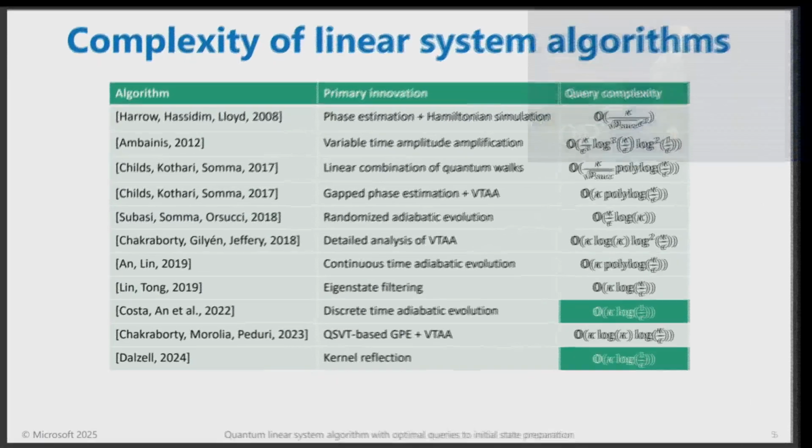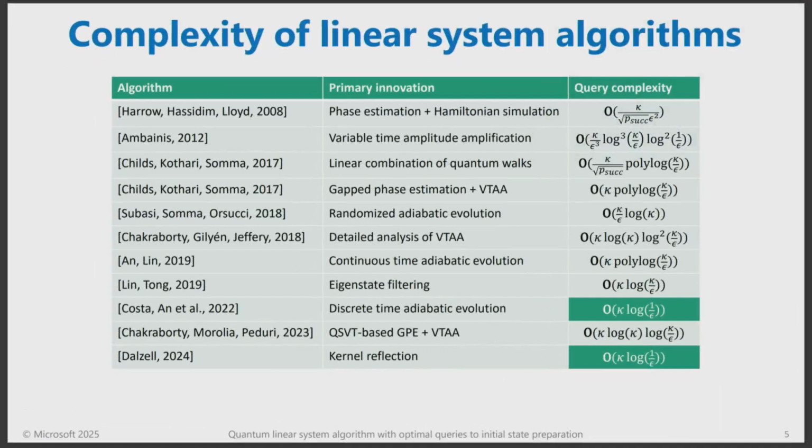Here's a table which lists some other linear system solvers together with their primary innovations, as well as query complexities. At the top of this list, we have the original seminal work of HHL, and the condition number scaling of that algorithm was improved by Ambainis using variable time amplitude amplification, VTAA. Then the scaling with the accuracy parameter was exponentially improved by Childs, Kothari, and Somma using quantum walk combined with VTAA. And there are some subsequent more careful analyses of VTAA.